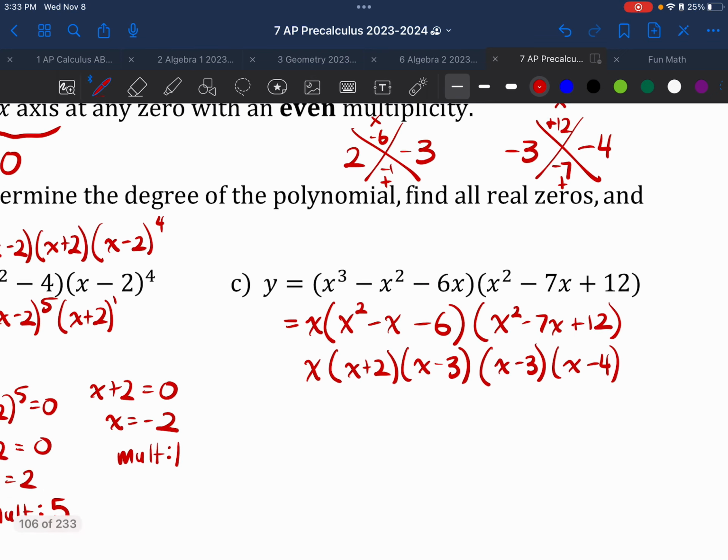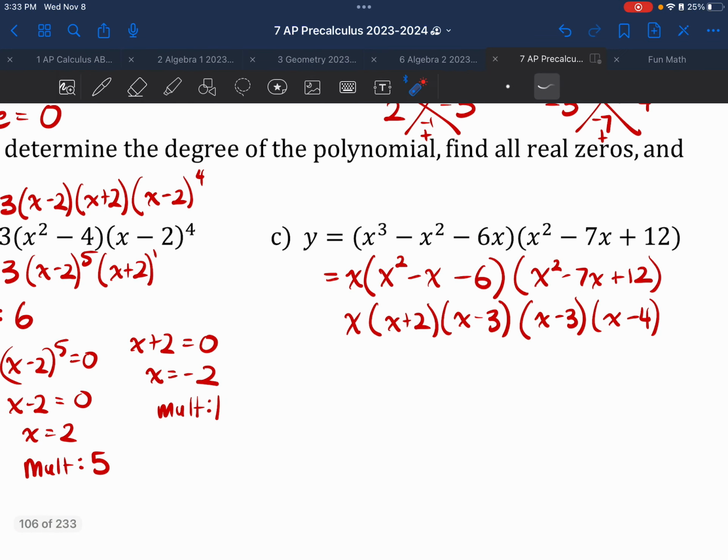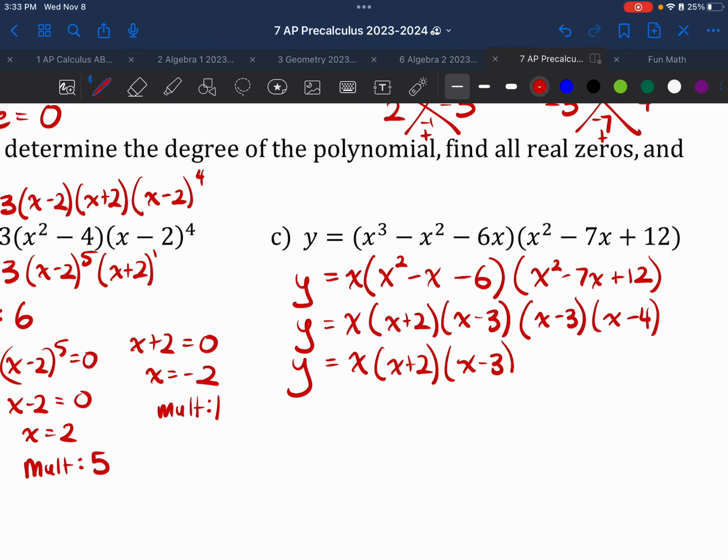Again, just like in part D, I need to group together all of my common linear pairs. I had an x minus 2 and an x minus 2 for a total of 5 of these, because 1 and 4 makes 5. I have an x minus 3 and an x minus 3. I'm going to pair those together, and I'm going to say that this is really all equal to, these are all y equal to, by the way, that hasn't changed, x times x plus 2, in parentheses, times x minus 3. This entire quantity, there's 2 of those, times x minus 4.